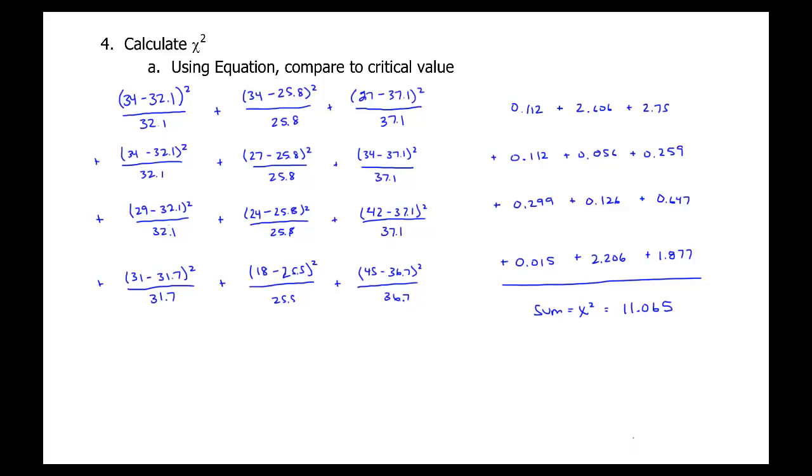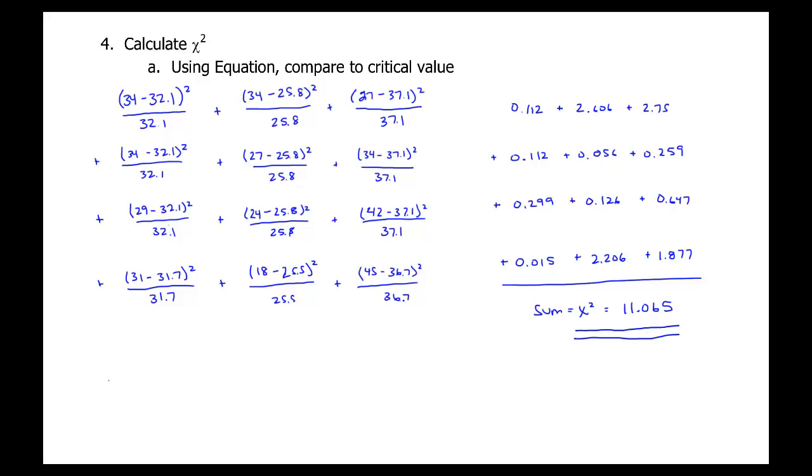So this is the calculation for chi-squared using the equation O minus E squared divided by E for each group, and then add all the groups together. You can pause this to write down all the numbers, or just write it out on your own later if you want to, but you'll see the sum, which is chi-squared, over here is 11.065. And remember, we're going to be doing these problems by using the critical value method.